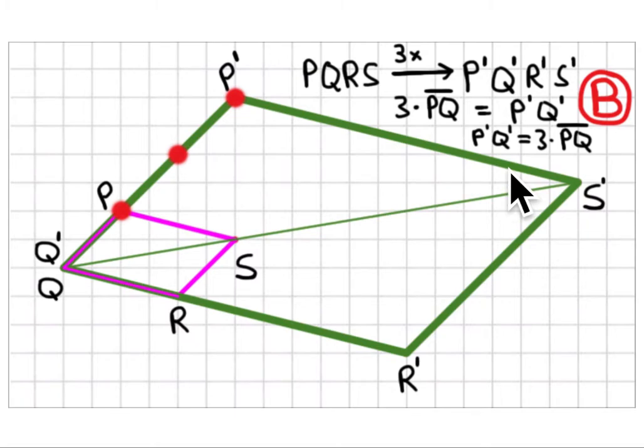The B choice is P'Q' is 3 times PQ. So if you take line PQ and it gets scaled up 3 times, so scale factor is 3 times this length, you get P'Q'. So P'Q' is equal to 3 times PQ. So P'Q' is equal to 3 times the length of, I put that up there for the length of PQ. So the correct answer is B.